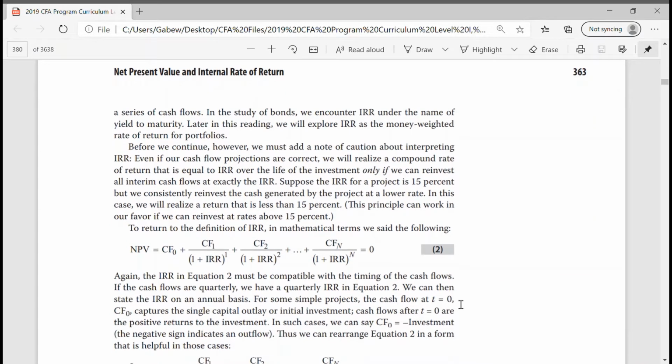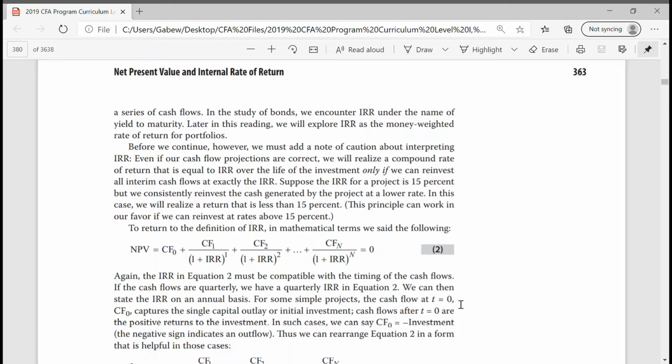Even if our cash flow projections are correct, we will realize a compound rate of return that is equal to IRR over the life of an investment only if we can reinvest all interim cash flows at exactly the IRR. Suppose the IRR for a project is 15%, but we consistently reinvest the cash generated by projects at a lower rate. In this case, we will realize a return that is less than 15%. The principle can work in our favor if we can reinvest at rates above 15%.